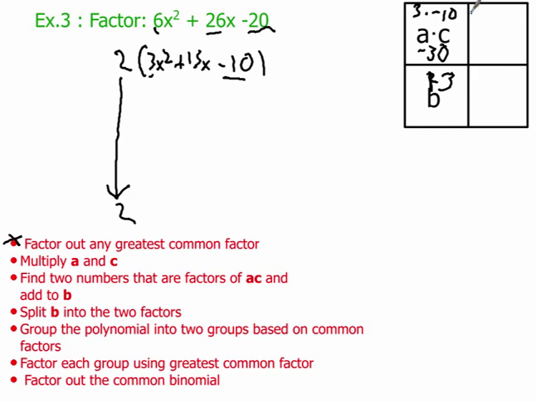So I know one of my numbers needs to be positive, one needs to be negative. What if I just used 3 and negative 10? Well, 3 plus negative 10, that's negative 7. That doesn't work. How about positive 10 and negative 3? Well, 10 minus 3 is 7. That doesn't work. What if I used 15 and negative 2? 15 times negative 2 is negative 30. 15 minus 2, 13. There we go.